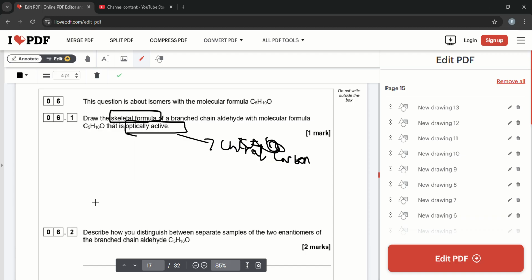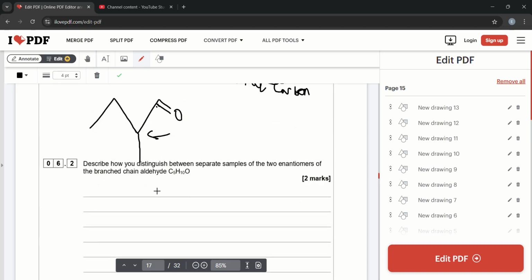So it's going to look something like this. And it's got, you know, C double bond O at the end. Because remember with aldehyde, the functional group is at the end. C double bond O is always at the end of the carbon chain. And then we have a methyl group here. So that's 1, 2, 3, 4, 5 carbons. We have the 10 hydrogens and we have the oxygen. And this is going to be the chiral carbon because it's attached to 4 different groups.